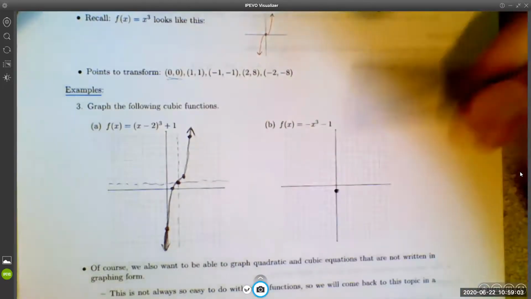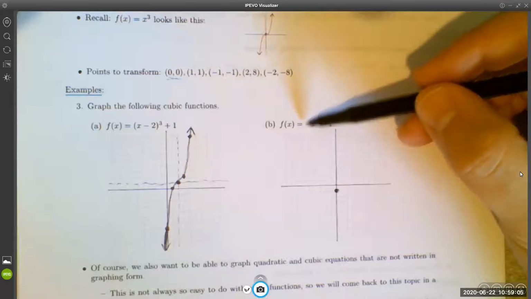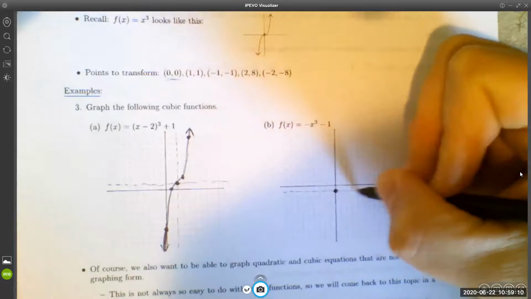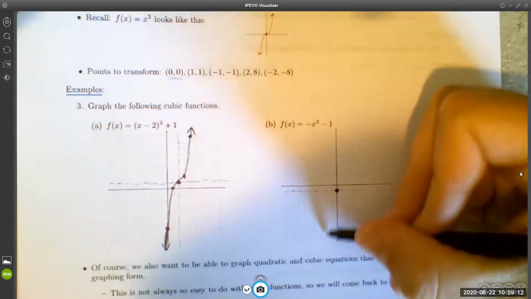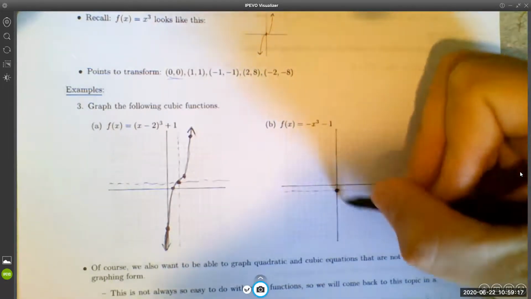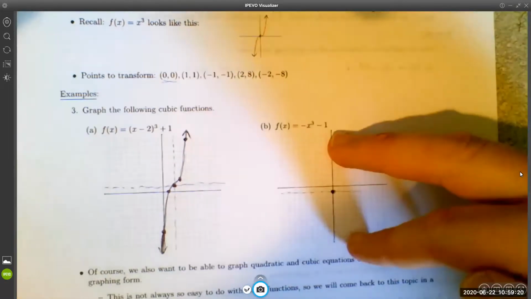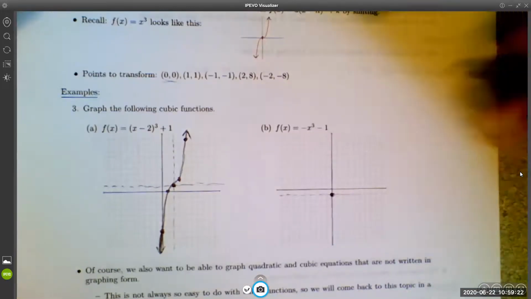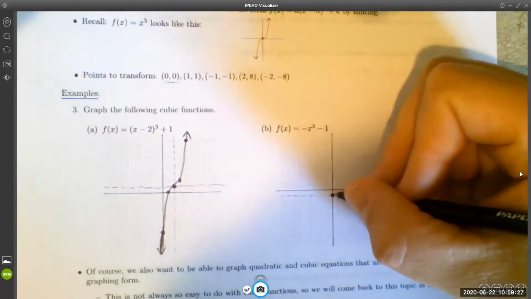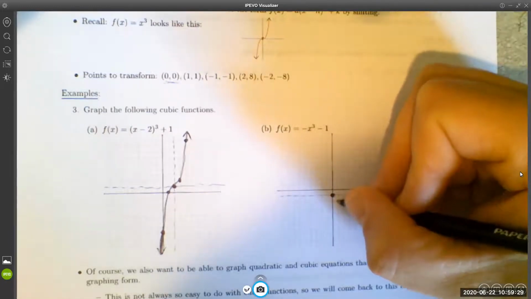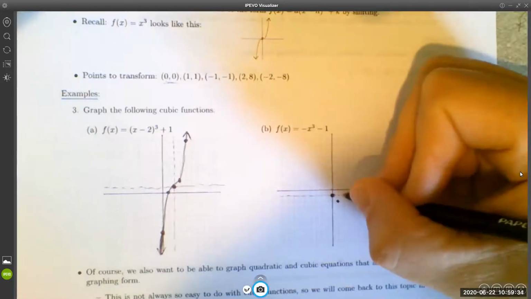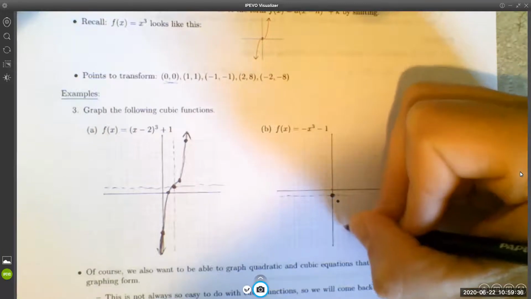The next thing I notice is that it's been flipped over. So again, I'm thinking of this as my new coordinate system. Instead of the graph flowing this way, it's going to flow this way, because it's got to be flipped over. So instead of going to (1, 1), I'm actually going to go to (1, -1). Instead of (2, 8), I'm going to go to (2, -8): 1, 2, 3, 4, 5, 6, 7, 8.